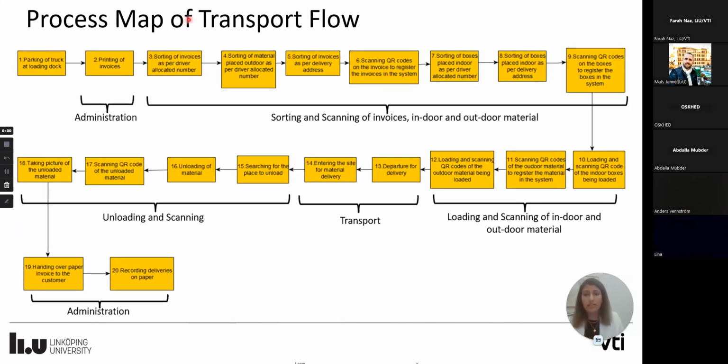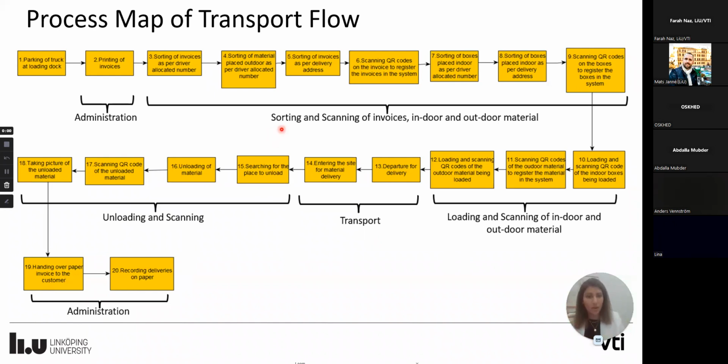So this is a process map of the transport flow. The activities that I observed, I tried to map in this flow. Since there are so many activities, 20 in number, I tried to group them together. In this studied case, there are paper invoices involved: printing of invoices, handing over the paper invoice to the customer, and recording deliveries on paper. I have grouped these activities as administration.